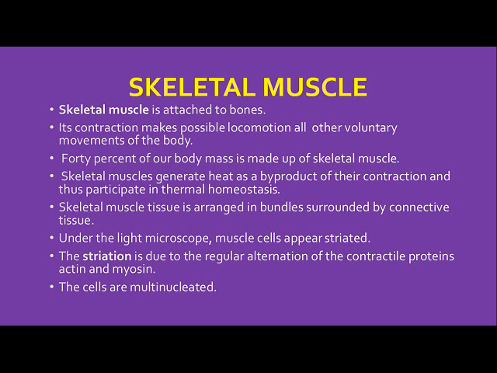Okay. Skeletal muscles are arranged in bundles and they are surrounded by connective tissues. Under a light microscope, these muscles appear striated. These striations are due to the regular alternation of the contractile proteins actin and myosin. And since these muscles have to be active all the time, they have to be on their toes every time.